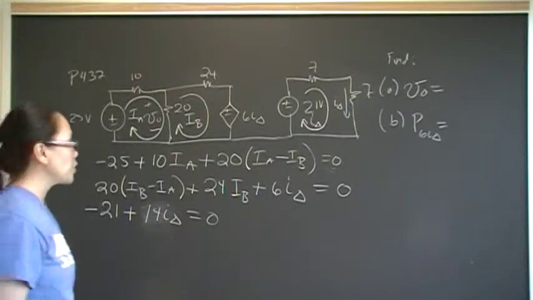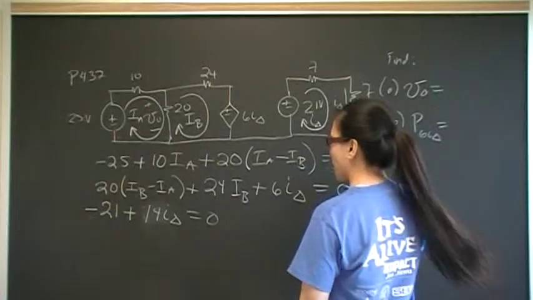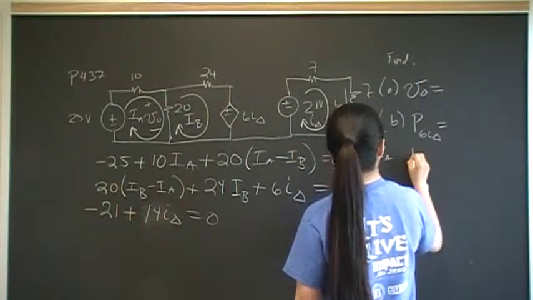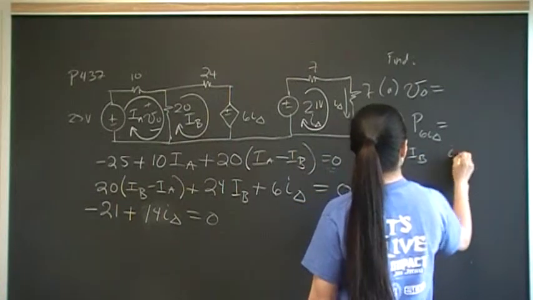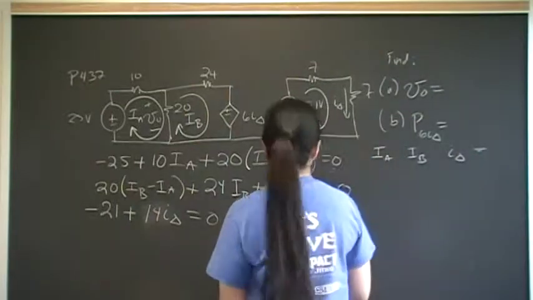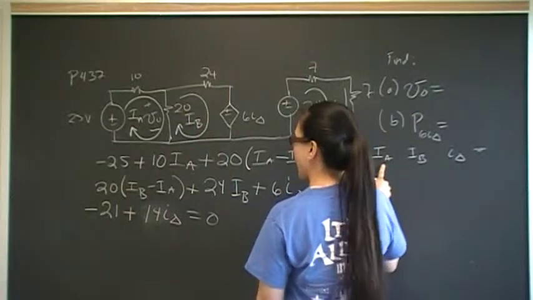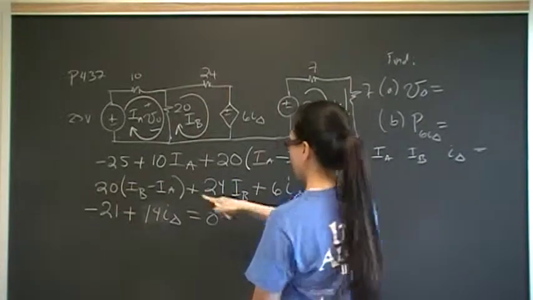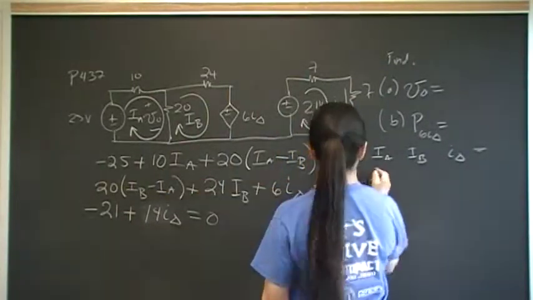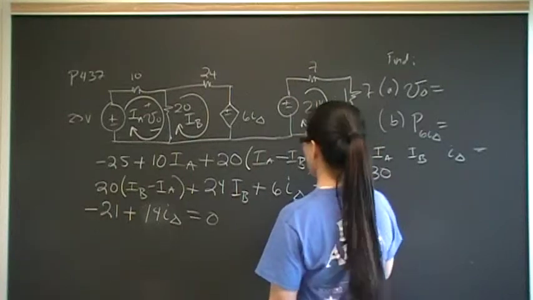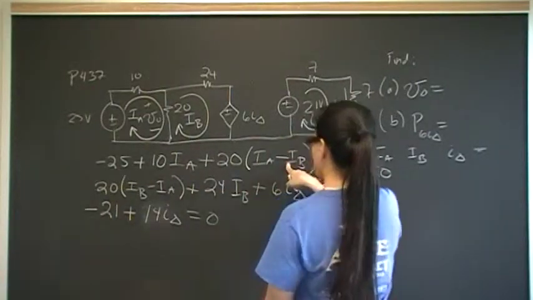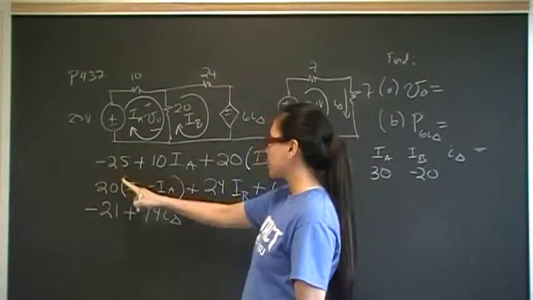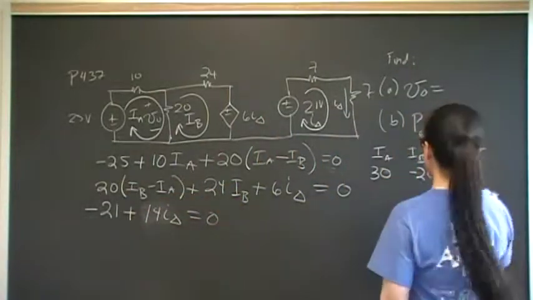But why do that? Let's just build a matrix with everything in it. So we're going to go IA, IB, I delta, and constants. The coefficient for IA from the first mesh equation is going to be 10 and 20, so that's going to be 30. For IB, we have a negative 20, and for constants, the negative 25 will go to the other side as positive 25.